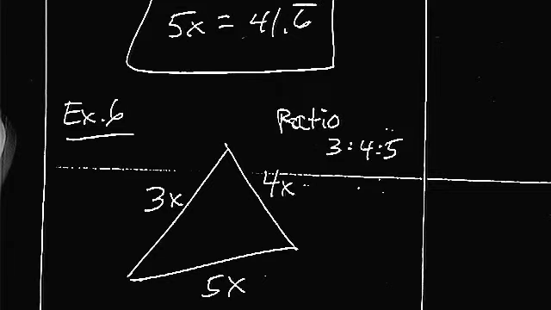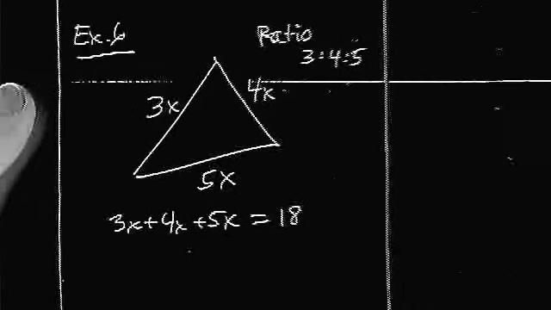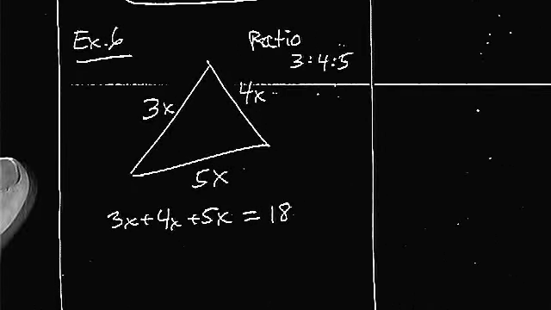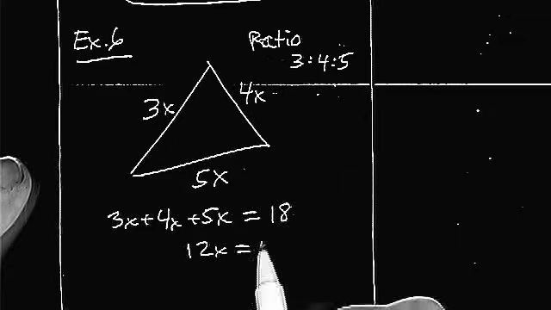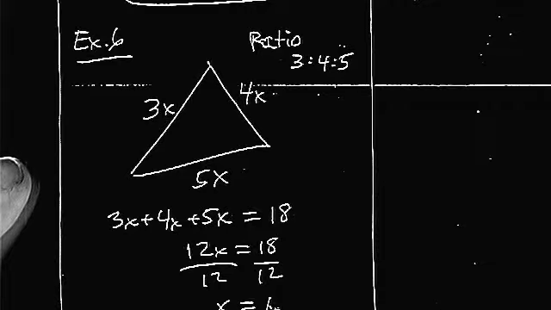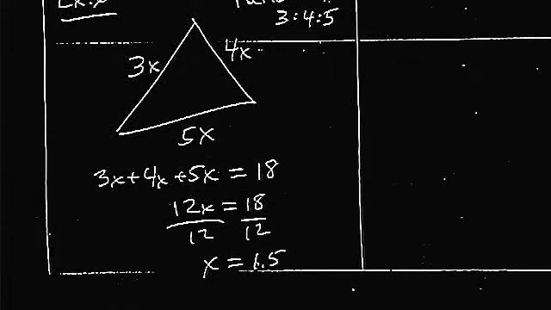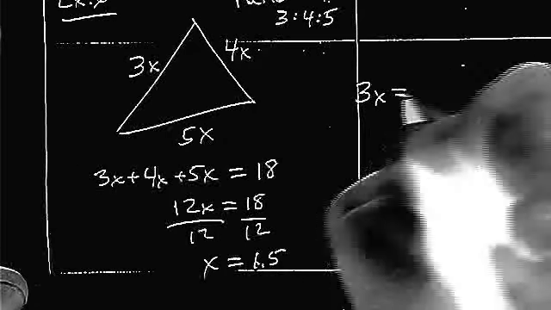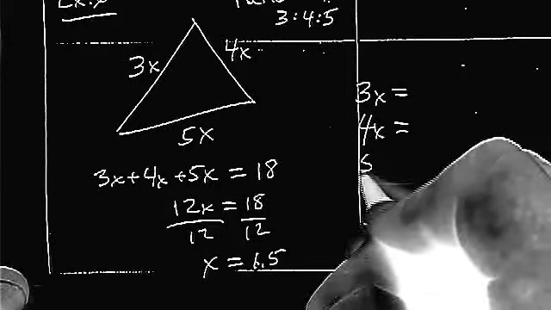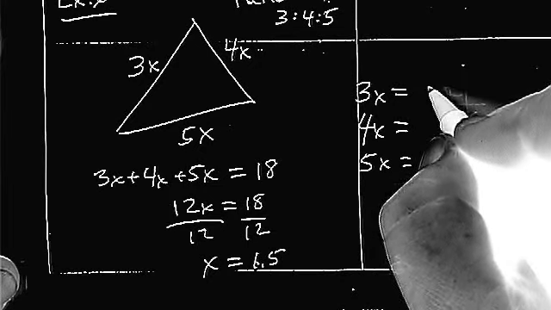And we know that the perimeter, according to this question, is 18. Well, over here we have 12 x's. And so we are able to easily calculate this mysterious multiplier to be 1.5. And if I know that, then I can figure out 3x, 4x, and 5x.